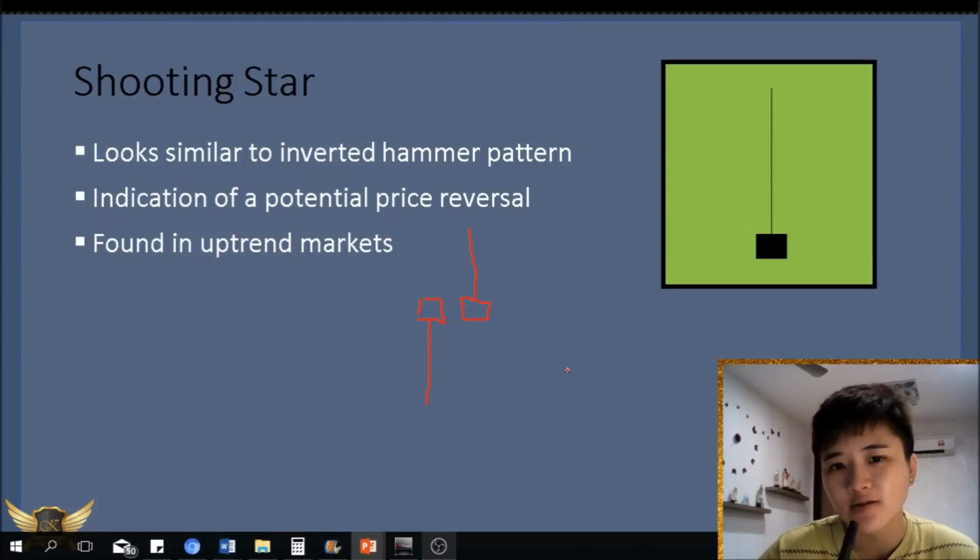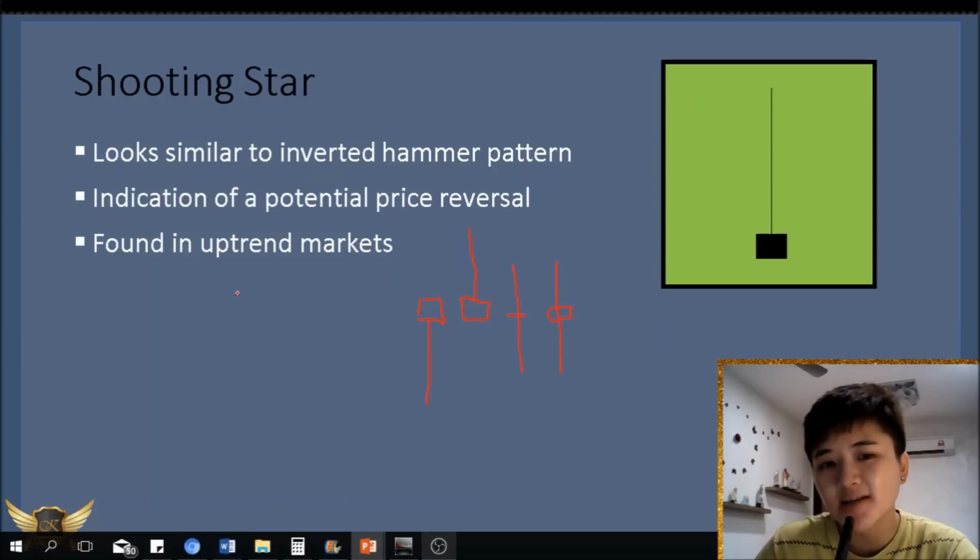This pattern, or this pattern, it's just telling you that things are going to change direction. So one thing to bear in mind is that the longer the wick as compared to the body, the stronger the signal. Meaning that this shooting star would be stronger as compared to this shooting star, because the wick is shorter.